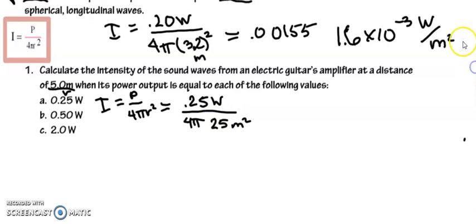See if I can get this thing to click off of there. There we go. Anyway, so go ahead and calculate that. Pause here and we'll calculate it.